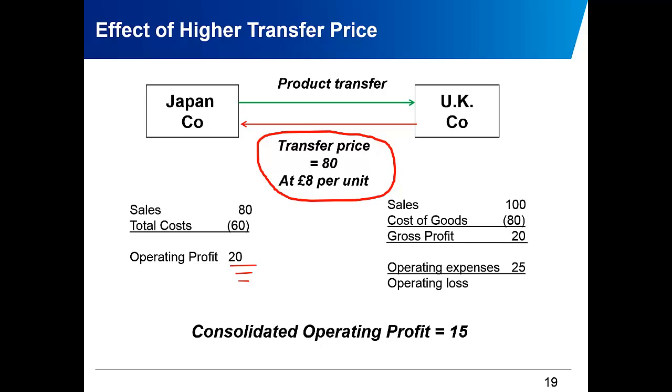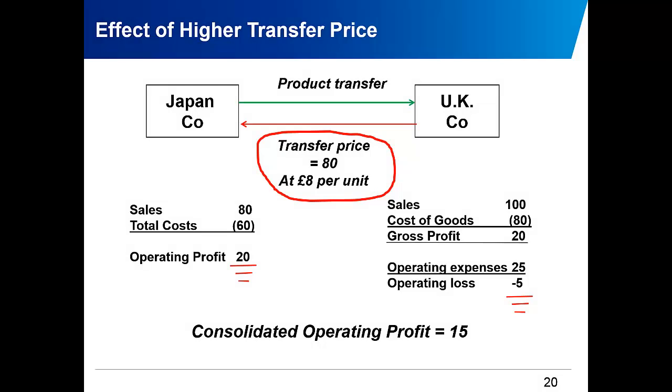When we move that 80 from the Japan Co. sales and we look at it and we say, well, that's going to be the cost of goods sold in the UK, their cost of goods sold has now risen substantially, and their gross profit has fallen to 20 when they have operating expenses of 25, and as a result they're going to incur a loss of 5.